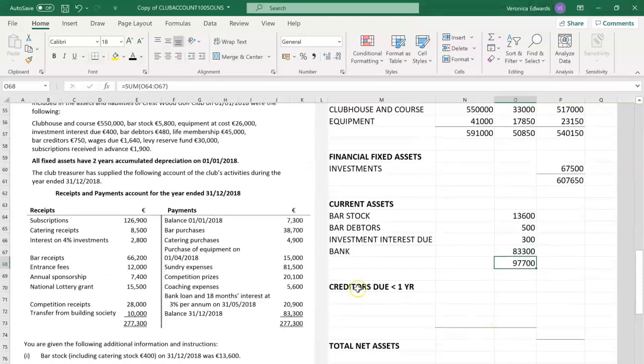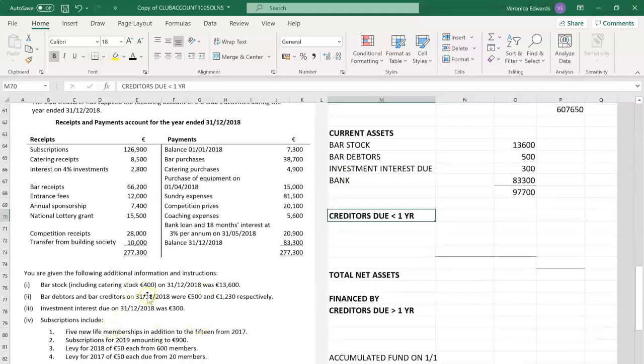The next part of the balance sheet requires us to start looking at liabilities, money owed. These here, this creditors due within a year, essentially that's money owed that will have to be paid off within the next year. Again, we often find that information at the bottom here. If you look here in adjustment 2, you can see that we have suppliers to our bar that we owe money to at the end of the year, and we owe those suppliers €1,230.